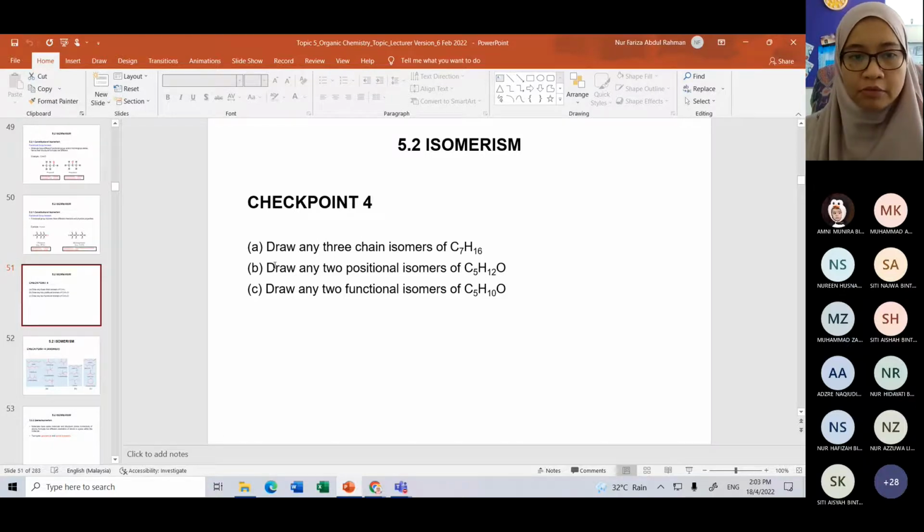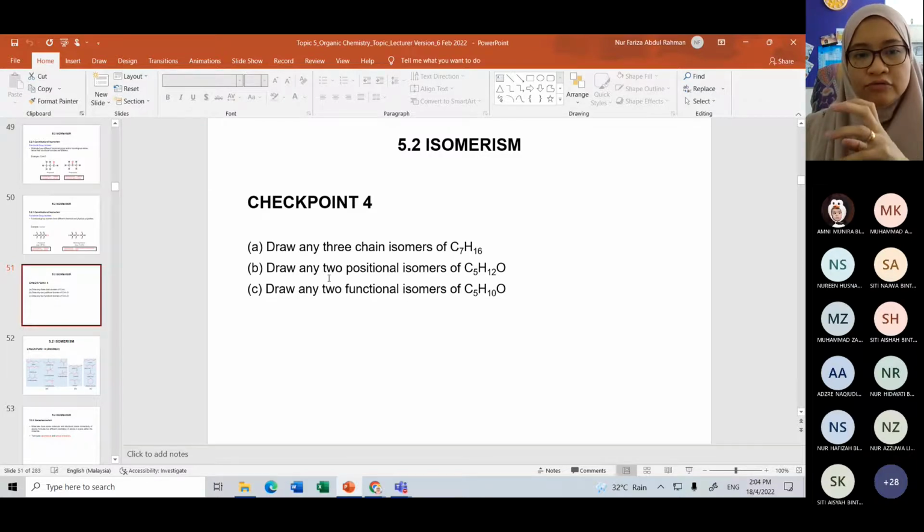For checkpoint number 4, you have to draw any 3 chain isomers of C7H16. This is with respect to chain isomers. It means you can play around with the chain. Make sure the molecule has 7 carbons and 16 hydrogens. You may play around with the carbon. Maybe you can have one branch, two branches. That will be the chain isomers.